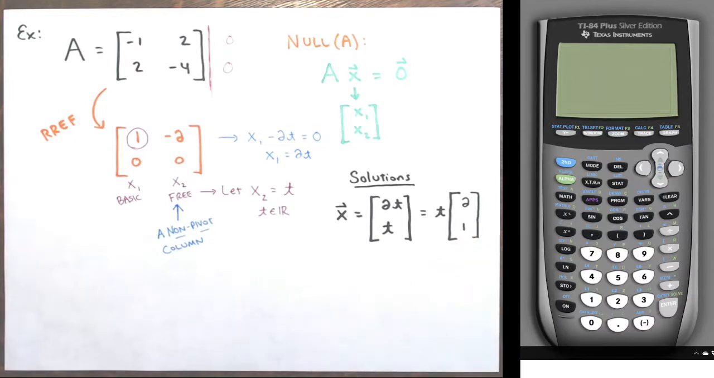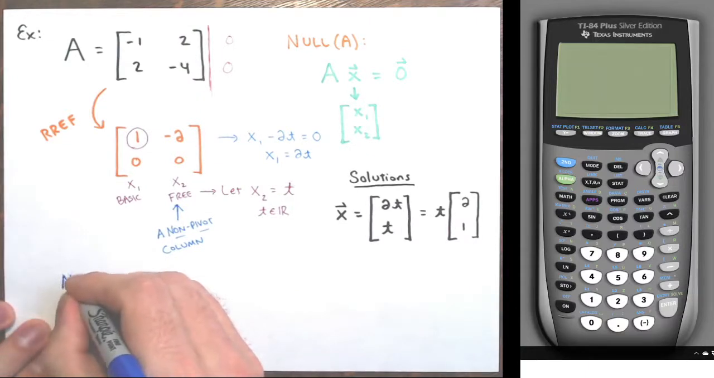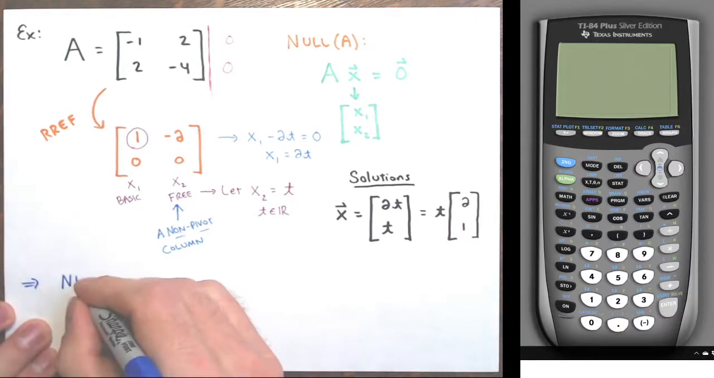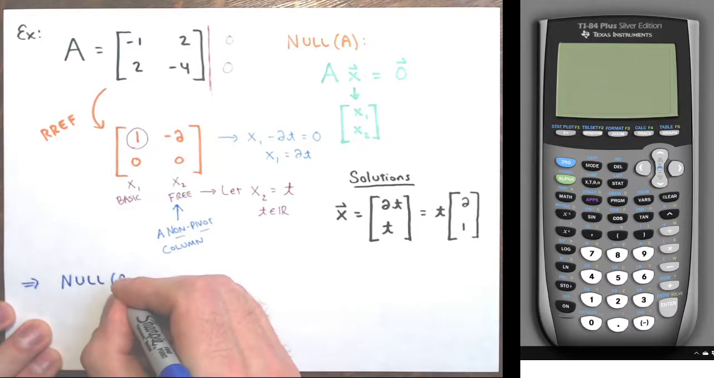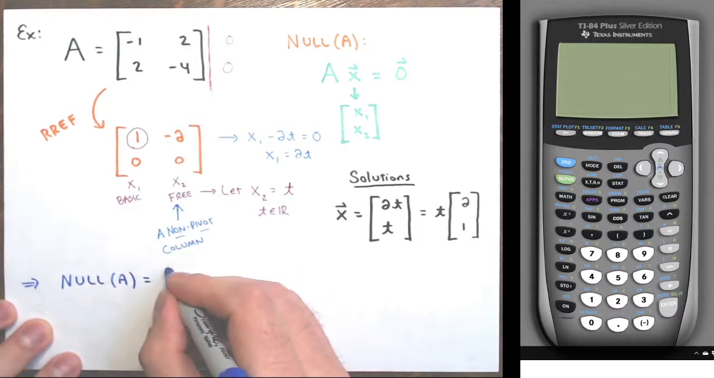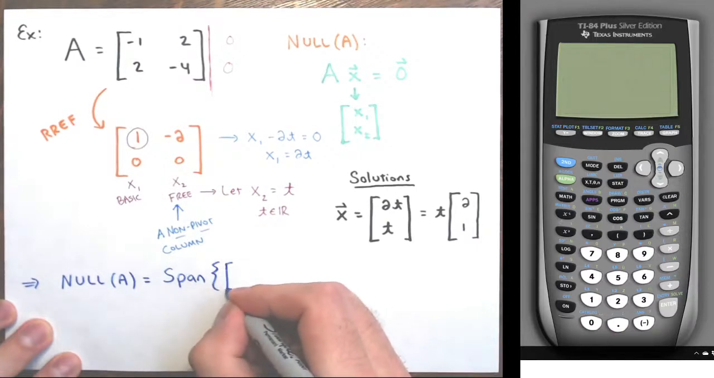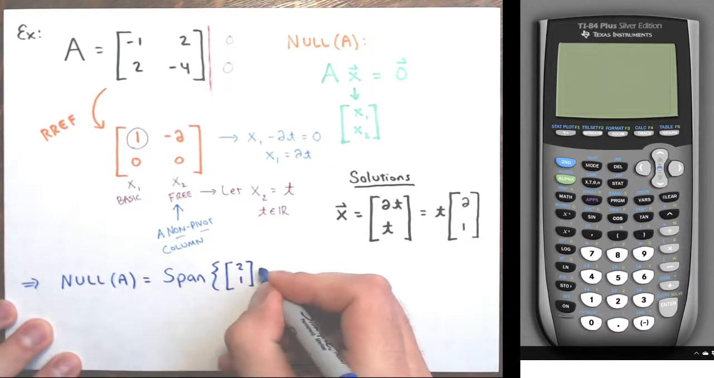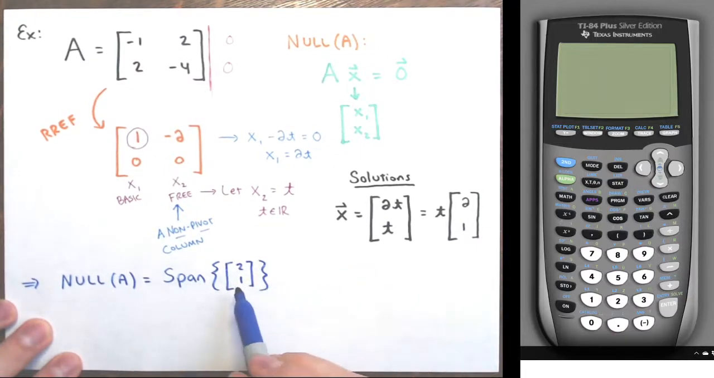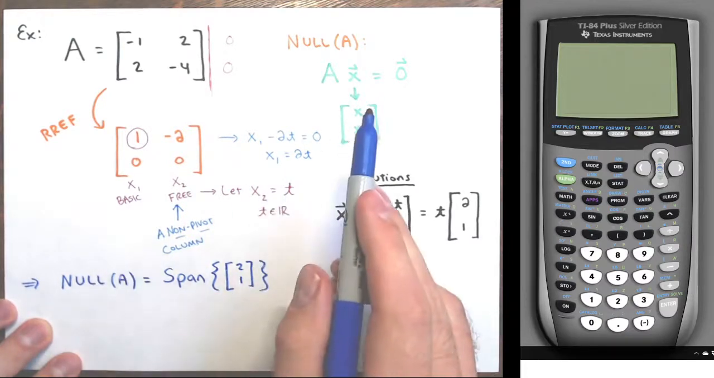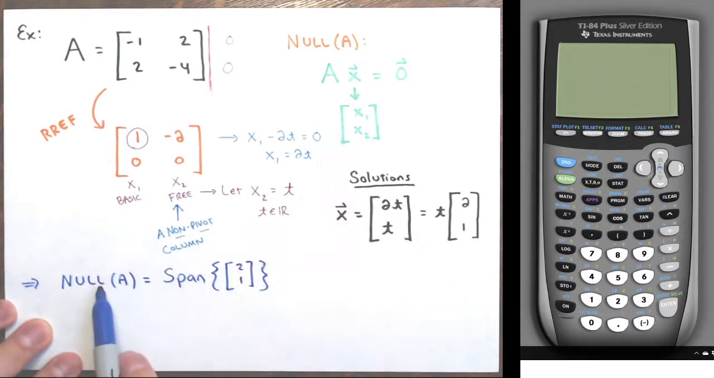Okay, so it stands to reason then that the null space of A is equal to the span of the set with the vector 2, 1 in it. Right? Because every single solution of this equation, every vector in the null space, is a scalar multiple of 2, 1.